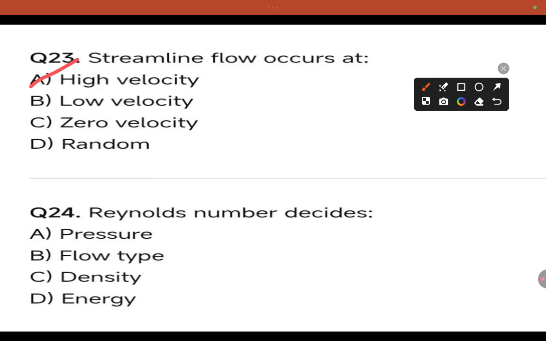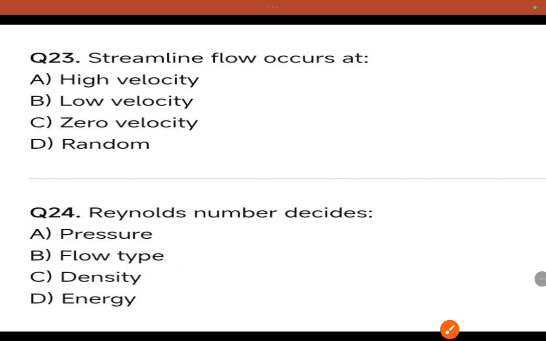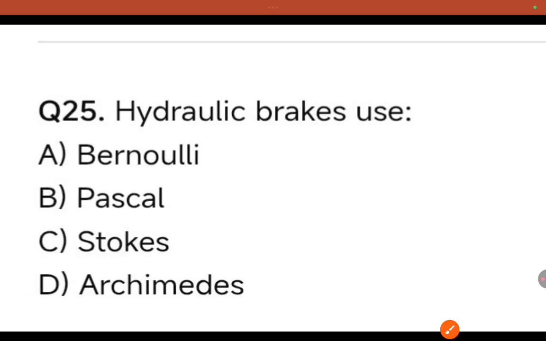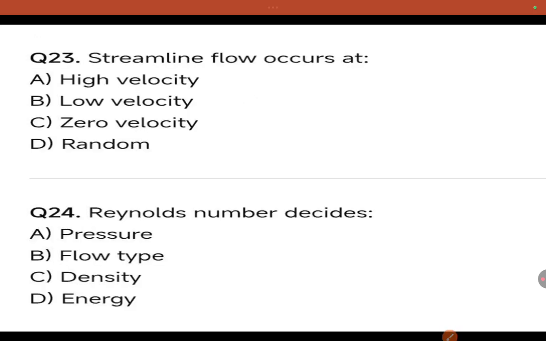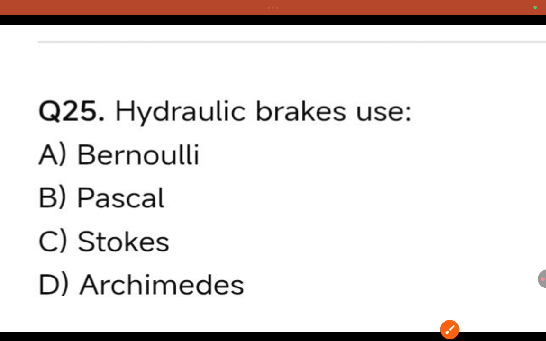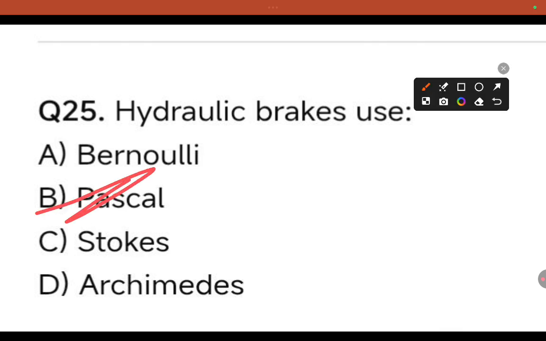Okay, and the last questions. The 24th question: Reynolds number decides what? Reynolds number is a dimensionless parameter that primarily determines the flow type, streamline or turbulent. And the last question: hydraulic brakes use disc brakes, that is about Pascal's law. Okay, thank you.